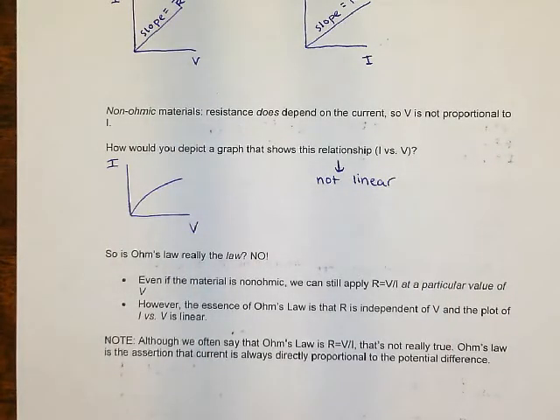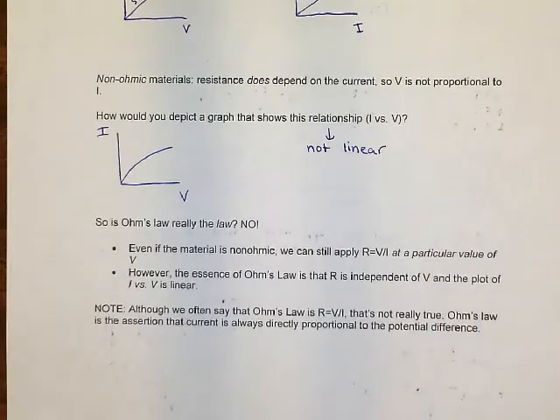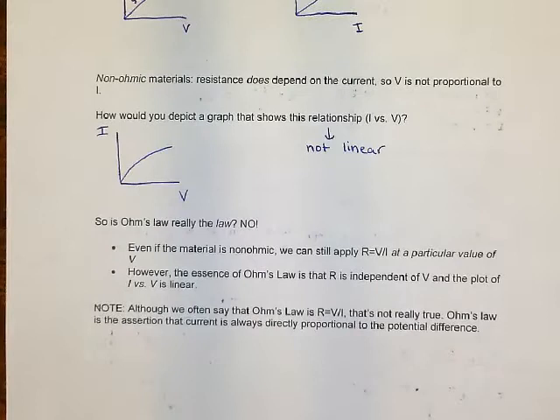So is Ohm's law really the law? Sort of, no, kind of. You could still figure out the effective resistance of the material by doing voltage over current at a particular location. In this case, since I've done current versus voltage, it is the reciprocal of the slope of the tangent line through that point. It doesn't really matter. As far as your calculations go, you're always going to be dividing voltage by current in order to figure out the resistance.